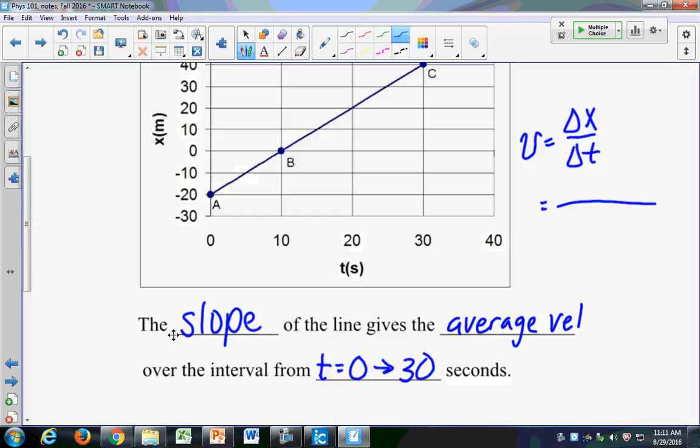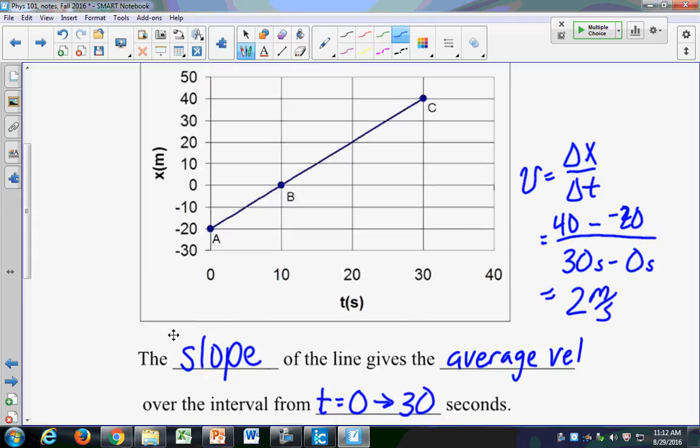And so if my time interval is 30 seconds minus 0 seconds, my final time is 30, my initial time is 0, then that means that my position is going to be 40 up here minus negative 20. That would be my displacement over that 30-second interval. So I'd have 40 minus negative 20, which is going to be 60 over 30, or 2 meters per second. That's how we would calculate the average velocity.